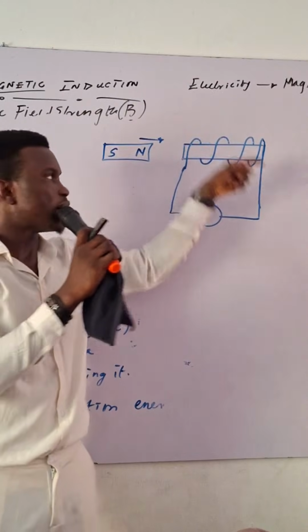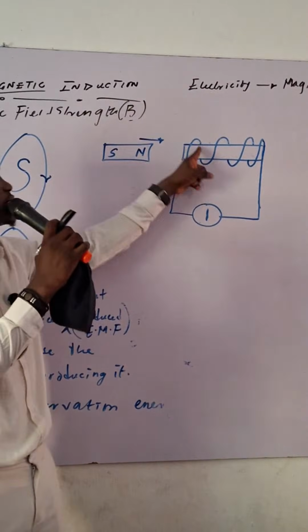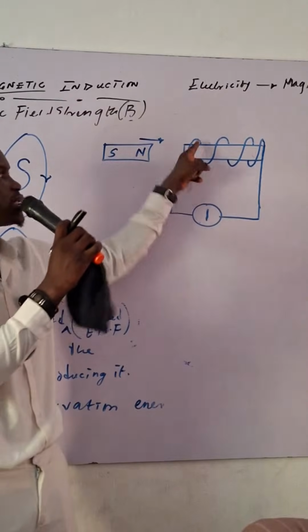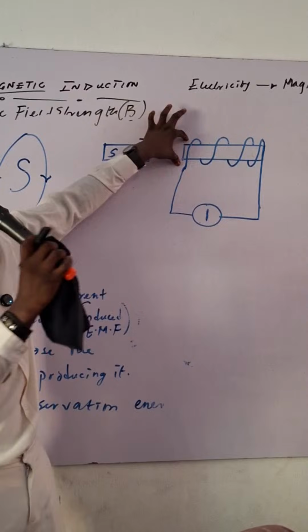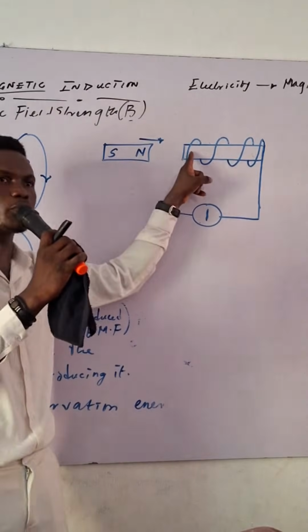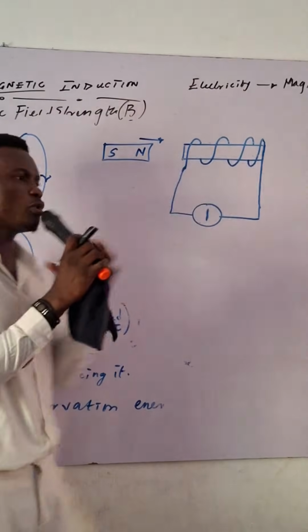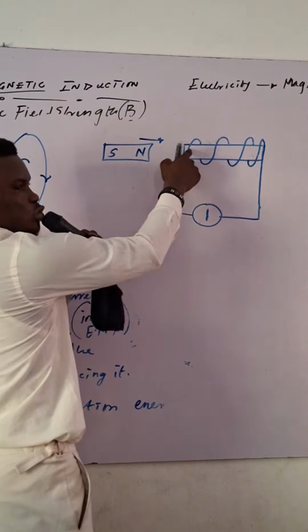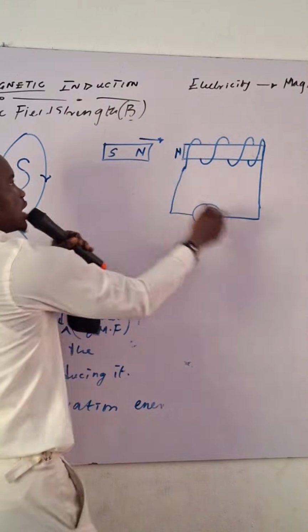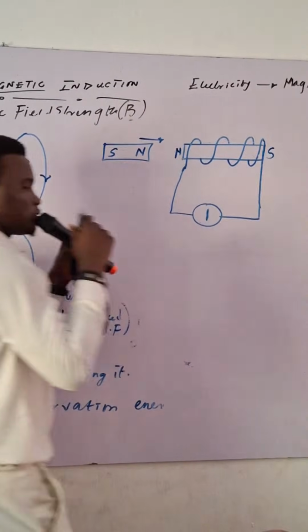Current will flow. And how do you now know? When current starts flowing, this coil will become a magnet. And now, when it becomes a magnet, what should be the side of this pole and what should be the side of this pole? From what I've shown you here, definitely you know this side is going to be what? And this side is going to be.